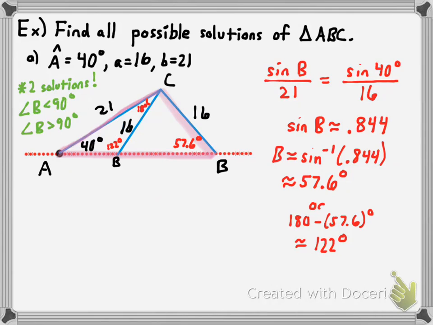So let's look at if B is approximately 57.6. We would still have to solve the rest of the triangle, wouldn't we? If B is 57.6 and we're looking at the triangle that I highlighted earlier, then we would have to figure out the measure of angle C, and that would be 40 plus 57.6 taken away from 180. That's 82.4 degrees. Okay, so if angle B is 57.6, then C is approximately 82.4 degrees.